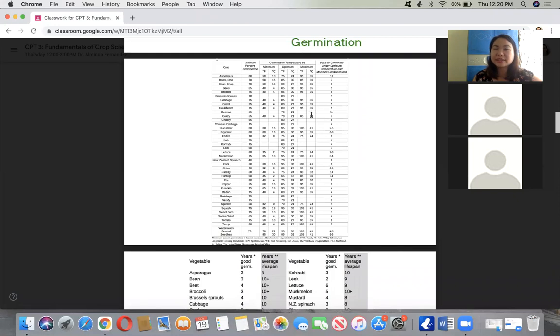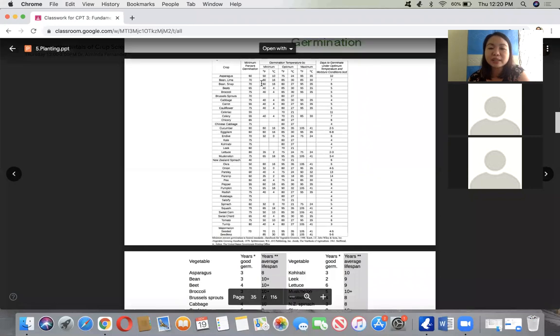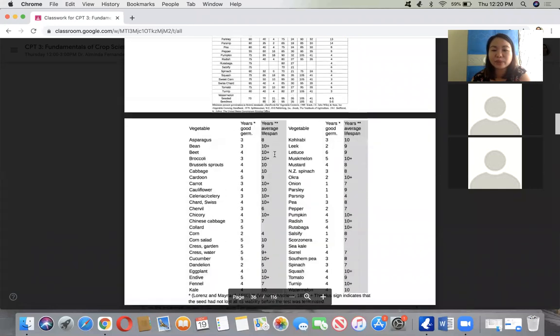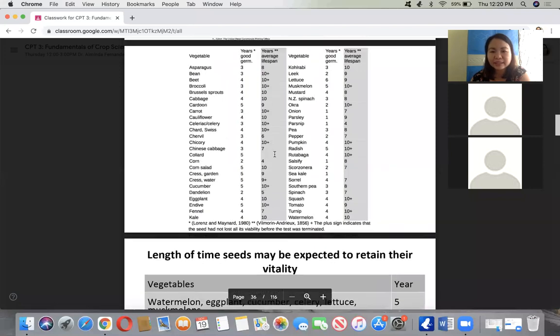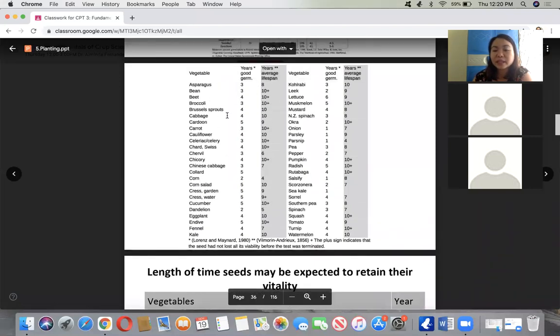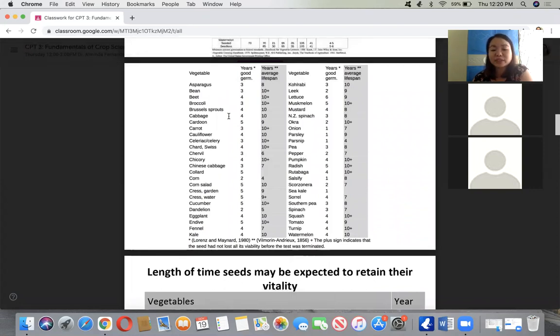And of course, in the Philippines, sometimes we do have 40 degrees Celsius. More than that, it will also hinder the germination of crops. And also, we have a minimum, meaning the coldest, up to 2 degrees Celsius. That is very cold when you are in the highlands. So, the next table is to show you how long we can store different vegetable seeds.